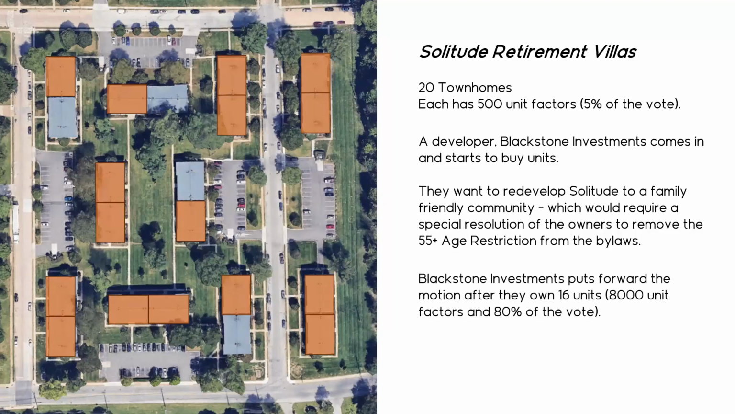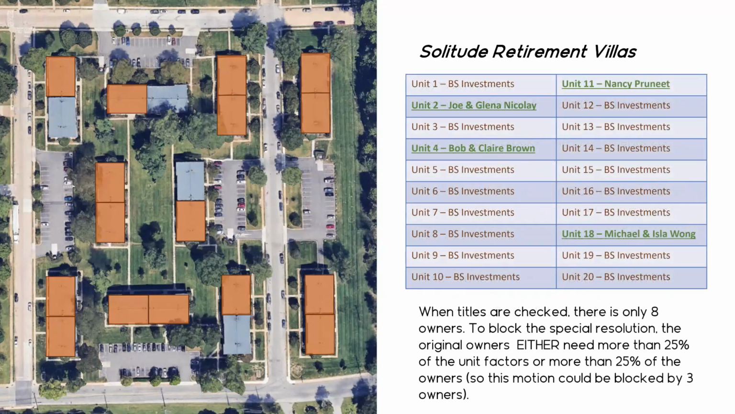They wait until they've purchased 16 of the 20 units, which gives them 8,000 unit factors and 80% of the vote. However, they haven't thought about the titles. Blackstone Investments now has 16 titles, but Joe and Glenna still hold Unit 2, Bob and Claire Unit 4, Nancy, Michael, Isla, they have units as well. So when you look at all the listed owners here, there are actually only 8 persons. Corporations and people are both persons. So Blackstone Investments, Incorporated, whatever they happen to be, that is one person. Joe, that's another person. Glenna, that's another person. So there's 8 persons in total.